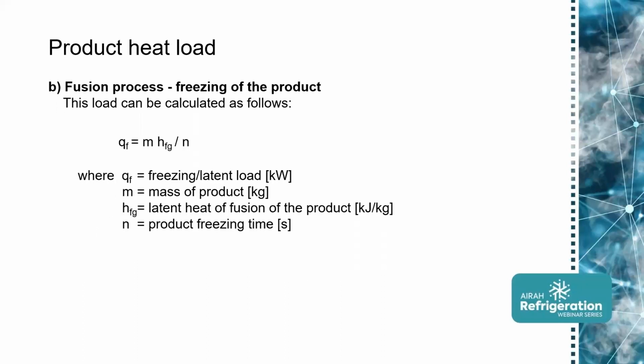Now, if the products need to be frozen, obviously heat needs to be removed from the product, and this involves what is called latent heat transfer. The formula for the heat load is shown, which is QF equals M HFC divided by N. Q and M were explained previously. HFC is known as the latent heat of fusion of the product stored in the room, and N being the time to freeze the product.